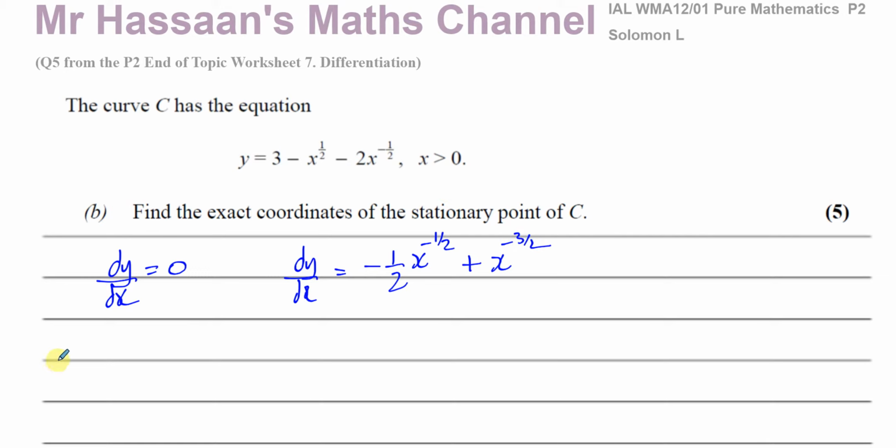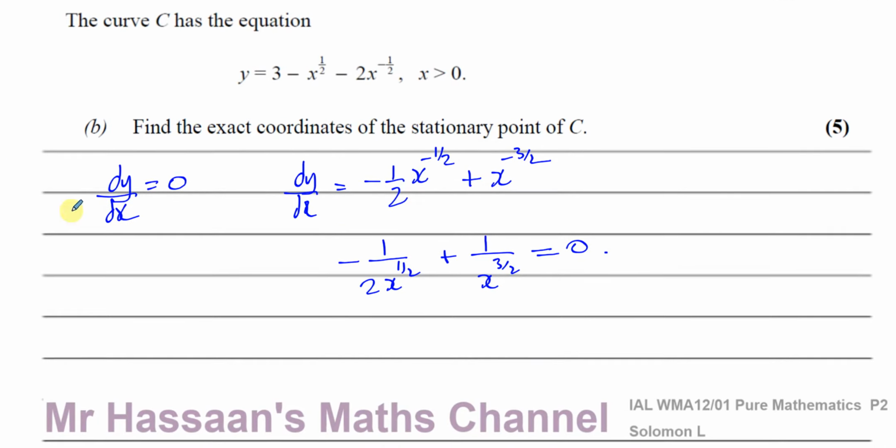So I know that at the stationary point, dy dx is equal to 0. So I can equate this to 0. Let me just rewrite this in the form minus 1 over 2x to the power of a half plus 1 over x to the power of 3 over 2, and let me equate it to 0. So what I can do now is multiply both sides by the LCM of the denominators, which is x to the power of 3 over 2. Now if I multiply the first term by x to the power of 3 over 2, I'll have minus x to the power of 3 over 2 over 2x to the power of a half plus x to the power of 3 over 2 divided by x to the power of 3 over 2 equals 0.